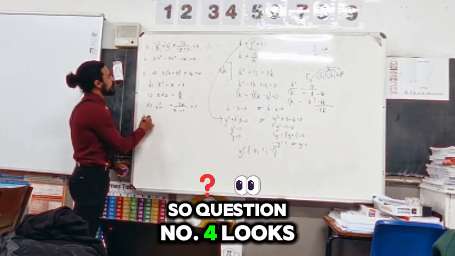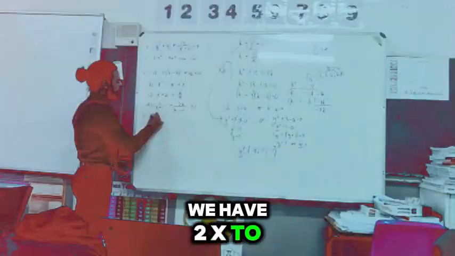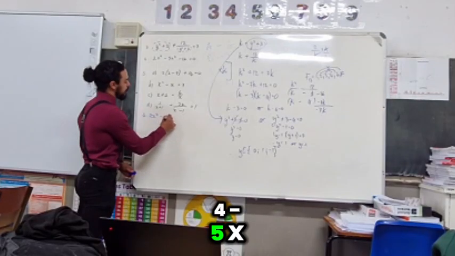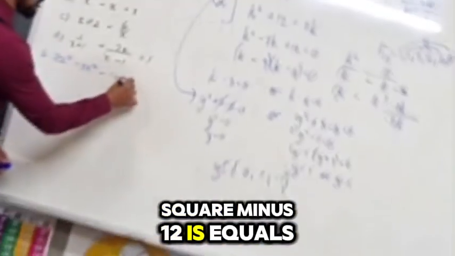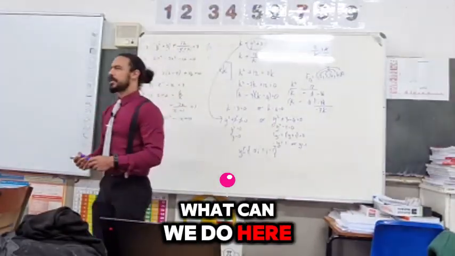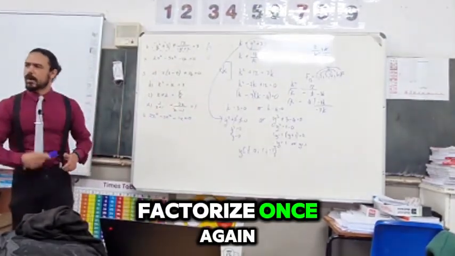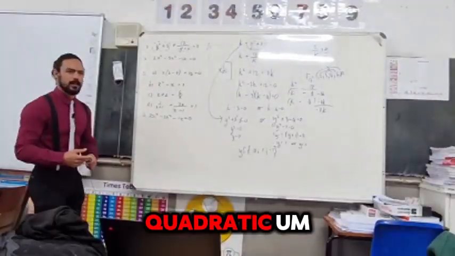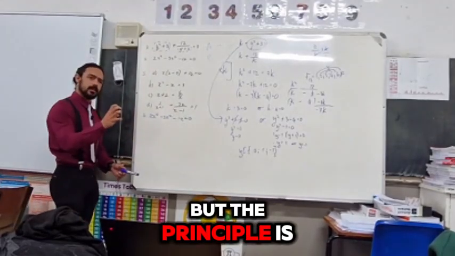So question number 4 looks like this. We have 2x to the power of 4 minus 5x squared minus 12 is equal to 0. What can we do here? Factorize. Once again, although this is not a quadratic, the principle is the same.